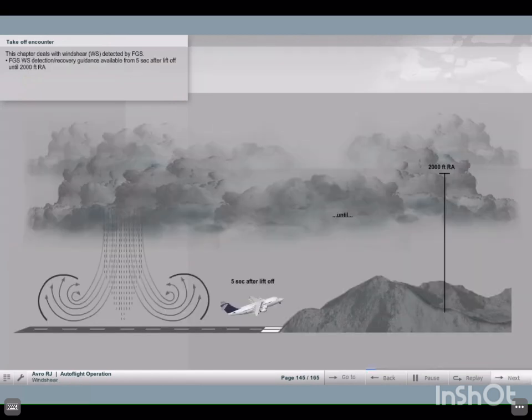In this chapter, we are dealing with wind shears detected by the FGS. Generally, wind shear detection and recovery guidance is armed from 5 seconds after liftoff and below 2,000 feet radio altitude. We are now performing a standard takeoff with a subsequent wind shear encounter at low height.